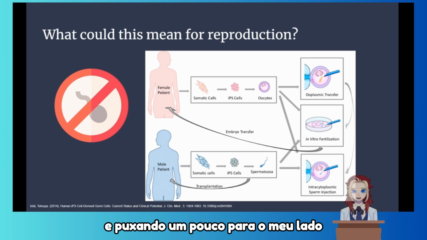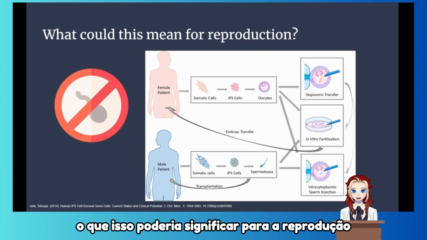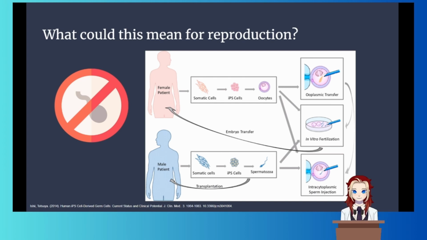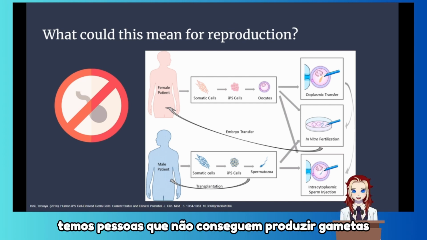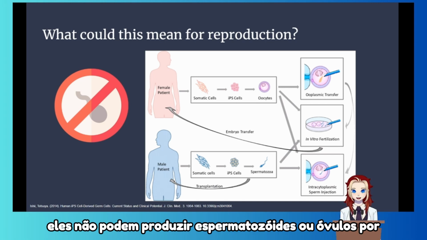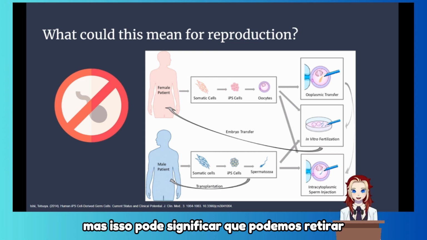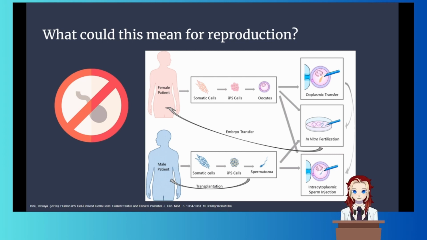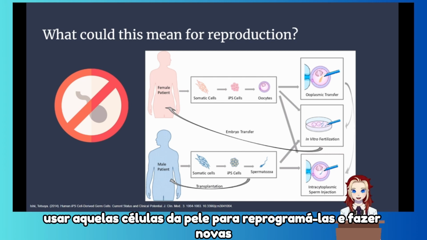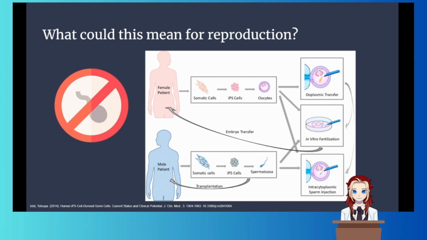And putting it a bit from my side, I work with and study human-assisted reproduction. What could this mean for reproduction? In reproduction, we have people that cannot produce gametes. They cannot produce sperm cells or egg cells due to a huge number of factors. But this could mean that we can take some skin cells, use those skin cells, reprogram them, and make new gametes.